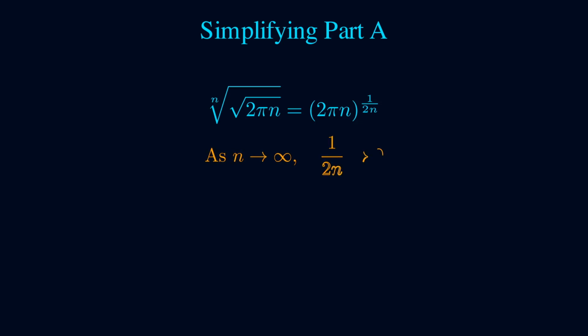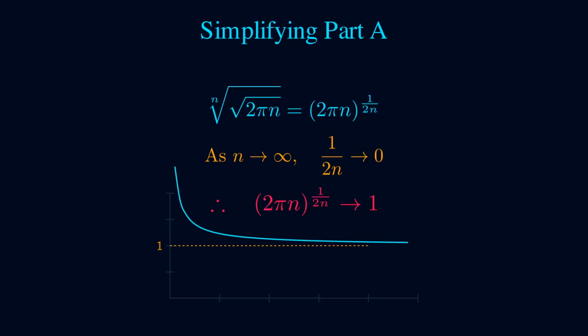Let's evaluate part A, the nth root of square root of 2 pi n. We can rewrite this as 2 pi n raised to the power of 1 over 2n. As n approaches infinity, this expression approaches 1. Why? Because any finite base raised to a power approaching 0 equals 1. So part A contributes a factor of 1 to our final answer.